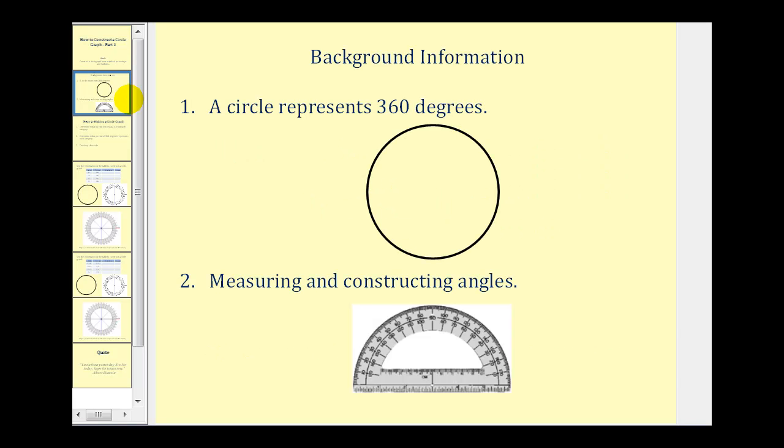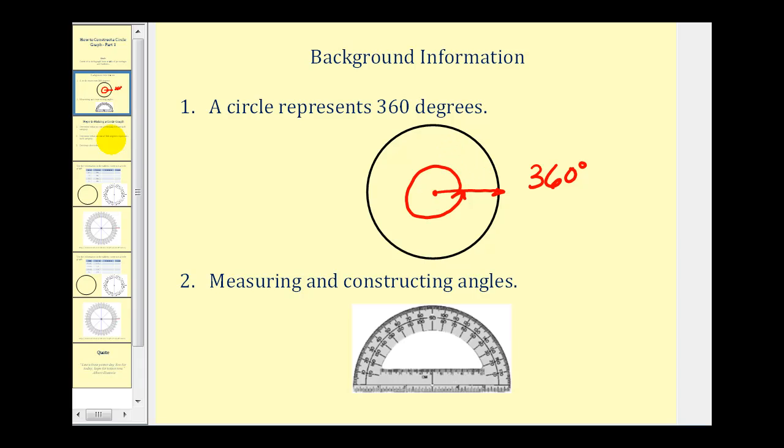A circle represents 360 degrees, meaning if we started with an initial ray of an angle and we rotated it all the way around the circle, like so, we would have a total of 360 degrees. And then secondly, for measuring and constructing angles, we often use a protractor. And the reason these two ideas are important, one way to divide up a pie chart or circle graph proportionally would be to measure angles and then construct circular sectors or section off pieces of the circle.